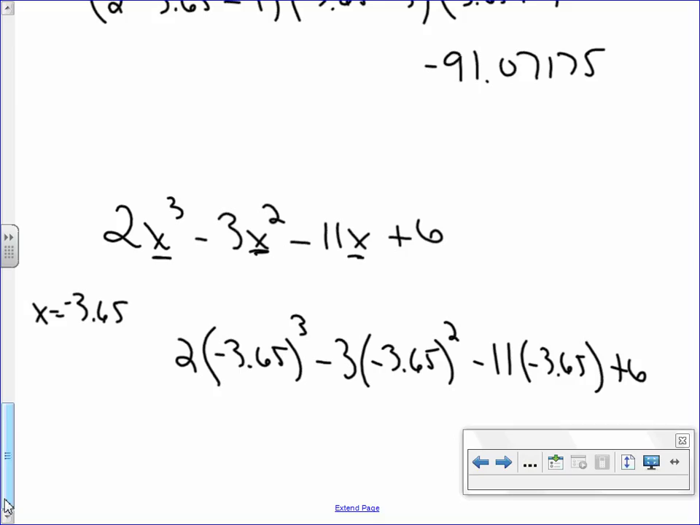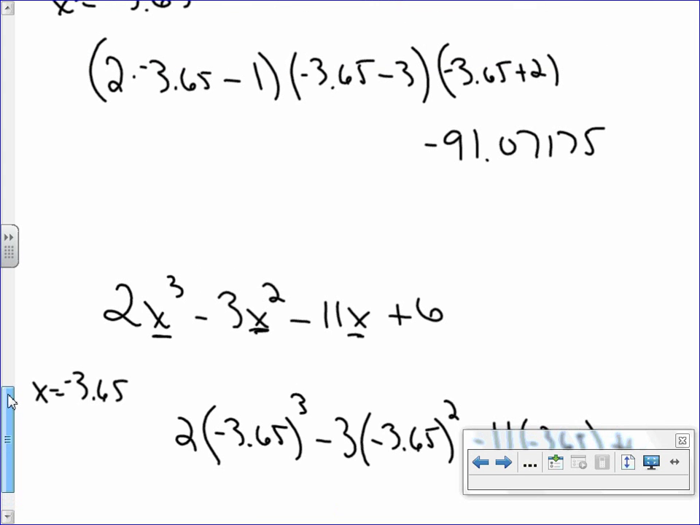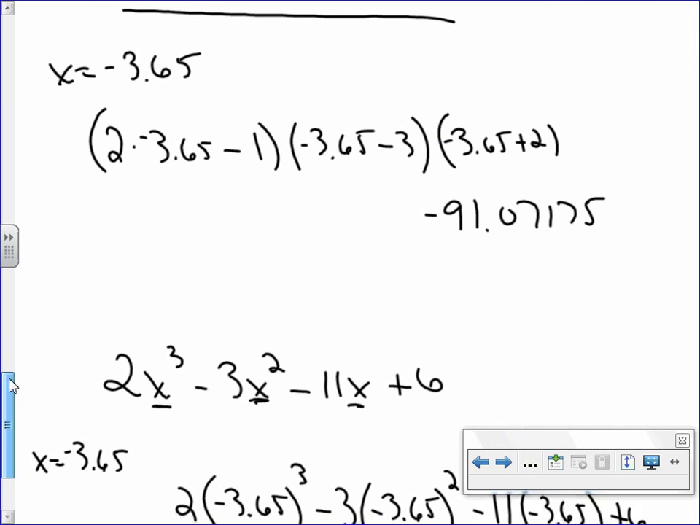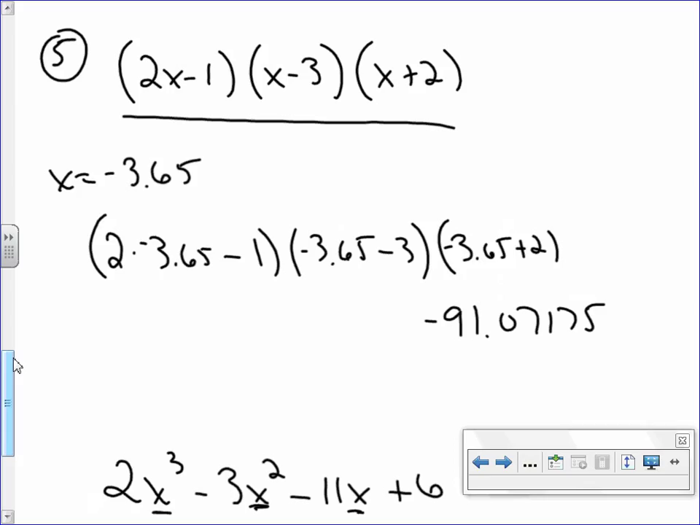The same answer. Negative 91.07175. Should be the same thing. So it works for everything as long as you type correctly. And it's not so much a matter of this answer being better than this. They both are useful for different things. Okay, good. All right, that's it.